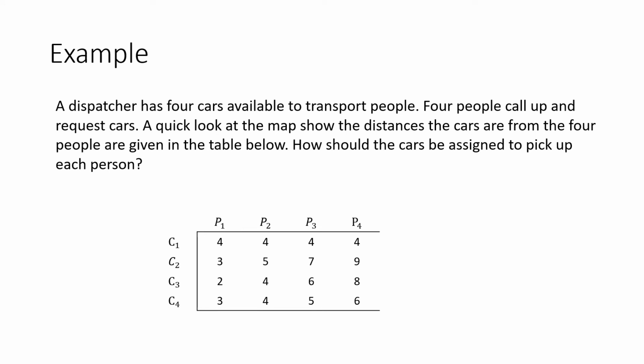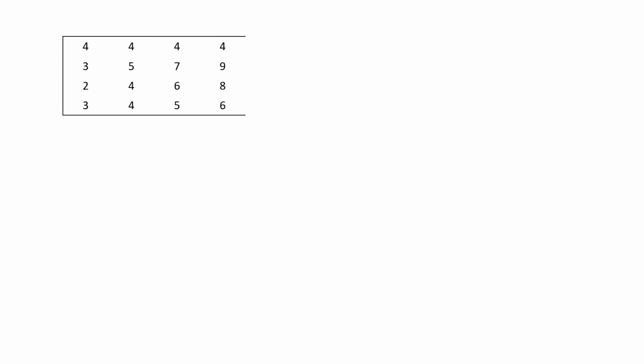So another example. A dispatcher has 4 cars to transport people, and 4 requests for cars. Look at the map to find the distances the cars are, and how could the cars be assigned to pick up each person. Notice that this is now starting to get into something that Uber or Lyft might be using in the background. So what do we do for this?